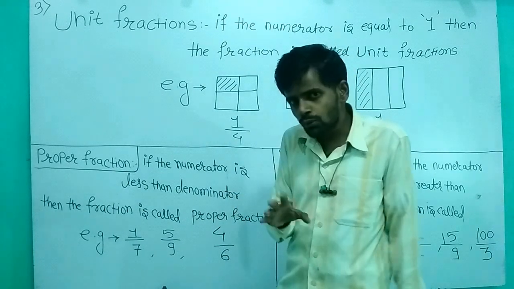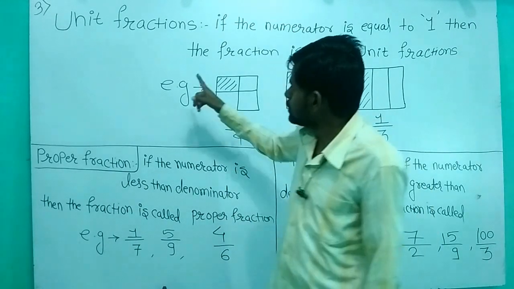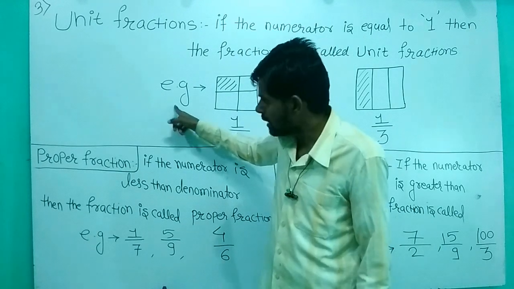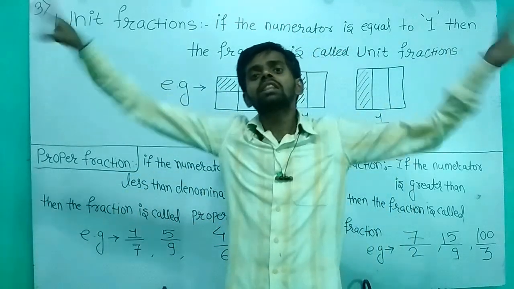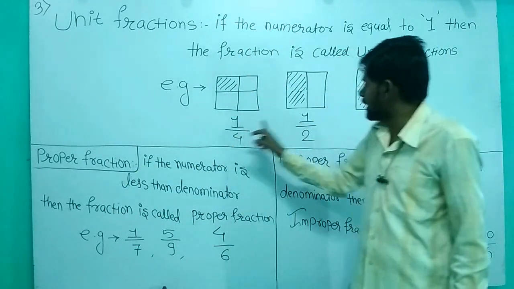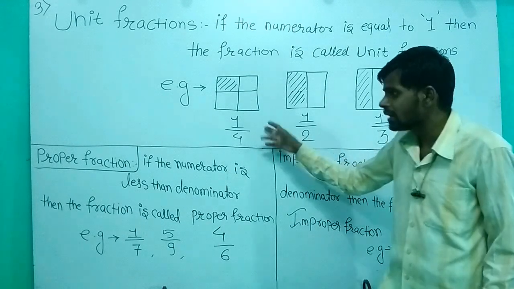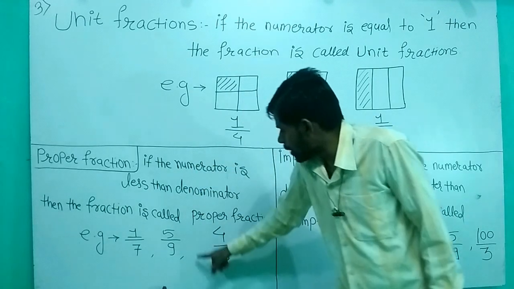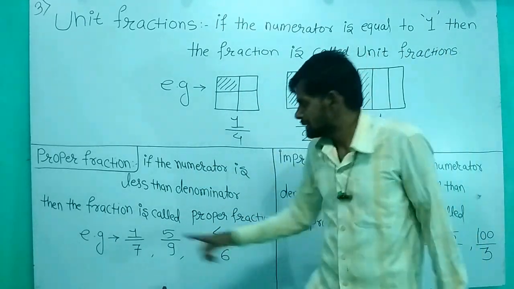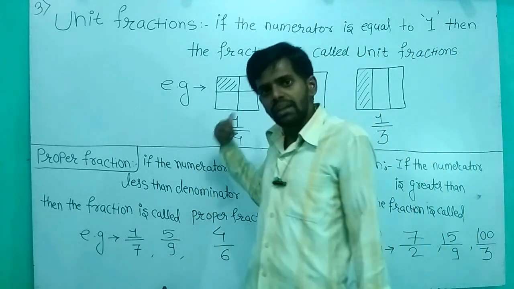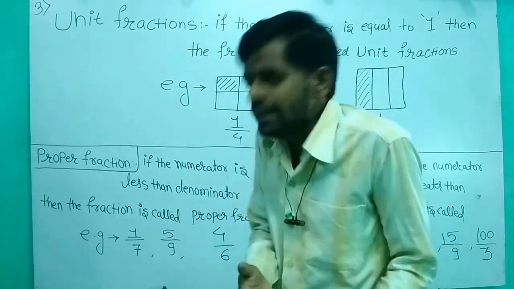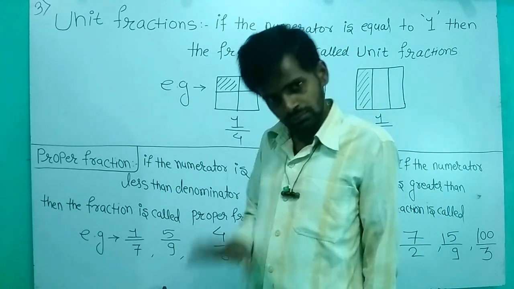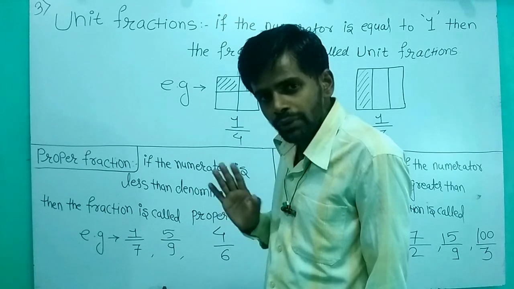Okay, that means what? You can say that a unit fraction is a proper fraction. All the unit fractions, जितने भी unit fractions हैं, are called proper fractions. But all the proper fractions are not unit fractions. सारे के सारे प्रॉपर फ्रैक्शन यूनिट फ्रैक्शन नहीं हैं. यूनिट फ्रैक्शन सिर्फ वही है जिसका न्यूमरेटर 1 है. It is called a proper fraction.